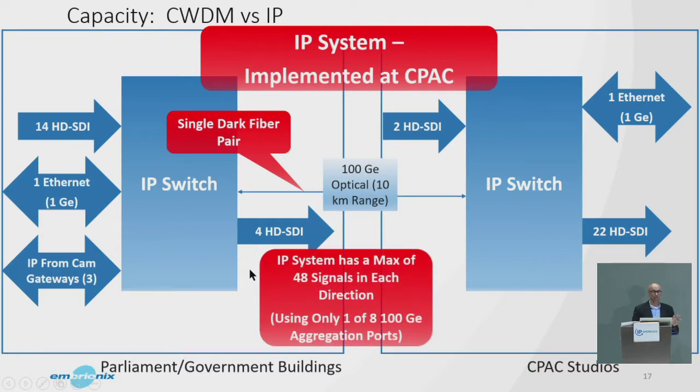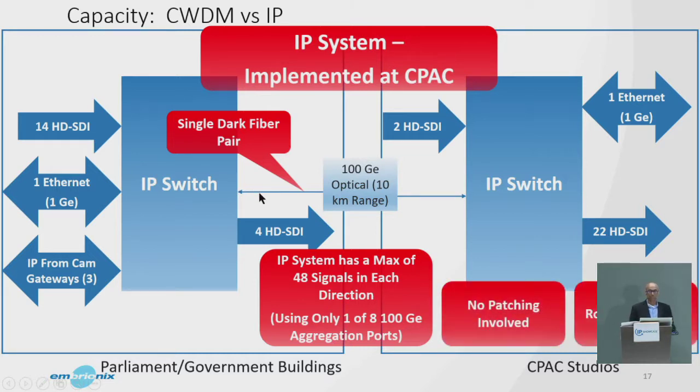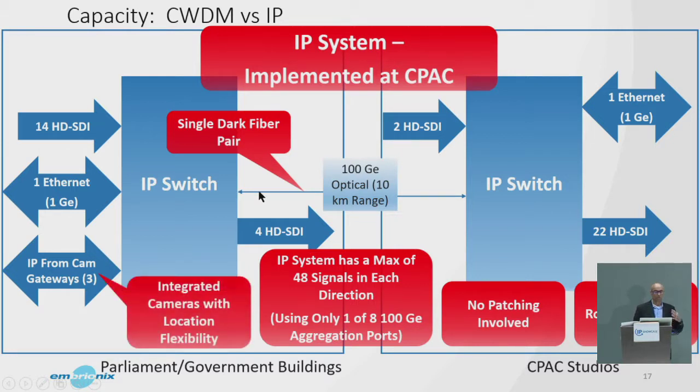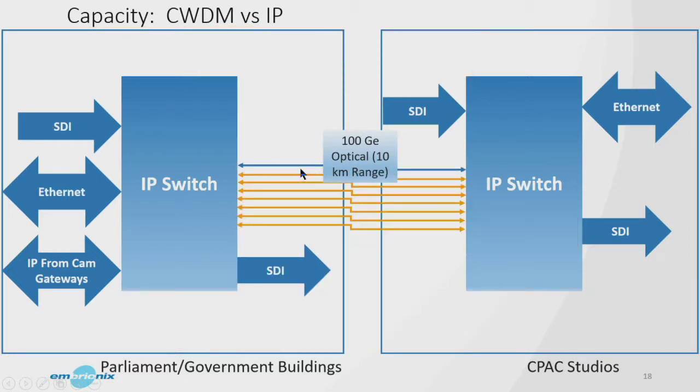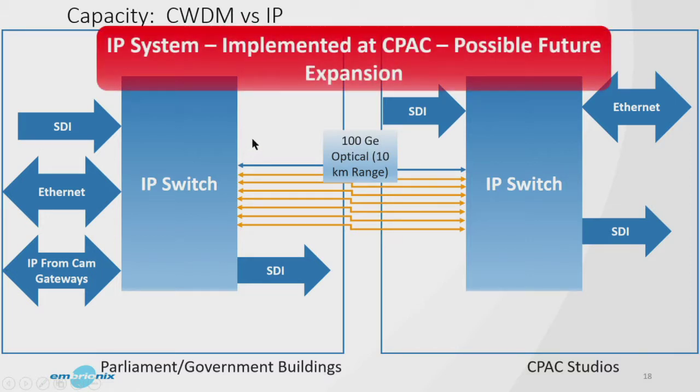And now the IP system as implemented at CPAC. Again, that single dark fiber pair. Now you have a maximum with just that single aggregation port, as I mentioned, and there are 8 that could be used. With that single 100 gig aggregation port, you have capacity of 48 signals at 1.5 gigabits per second in each direction. There's no patching involved. The integrated routing with in-band control, integrated cameras with location flexibility and increased range. And in the future, additional gateways can simply be added, or processing functions, processing SFPs, can simply be installed in the existing switches.